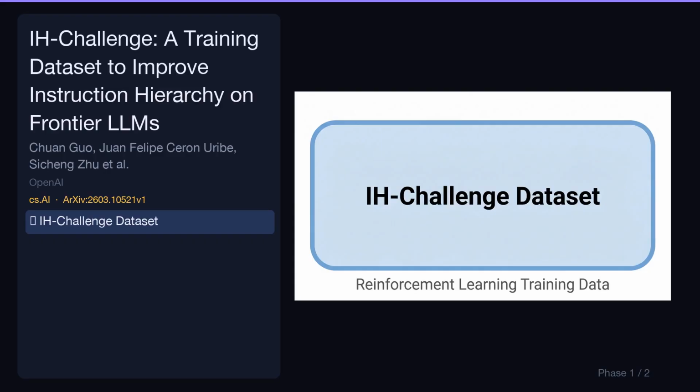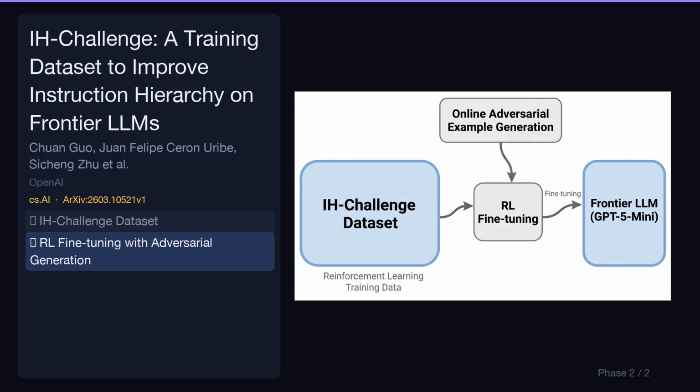This paper introduces IH Challenge, a novel reinforcement learning training dataset specifically designed to improve instruction hierarchy robustness in LLMs. It addresses challenges like instruction following failures and nuanced conflicts. The methodology involves fine-tuning a frontier LLM, GPT-5 Mini, on the IH Challenge dataset using reinforcement learning. This process is enhanced by online adversarial example generation to further improve instruction hierarchy robustness.